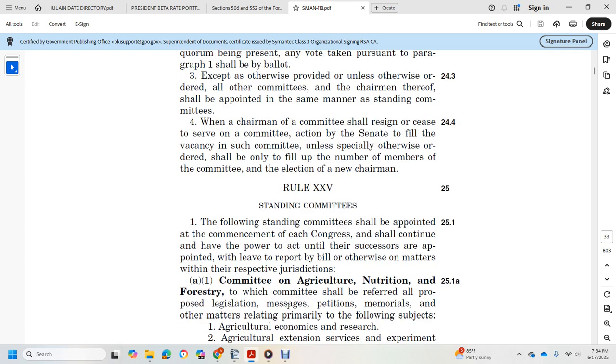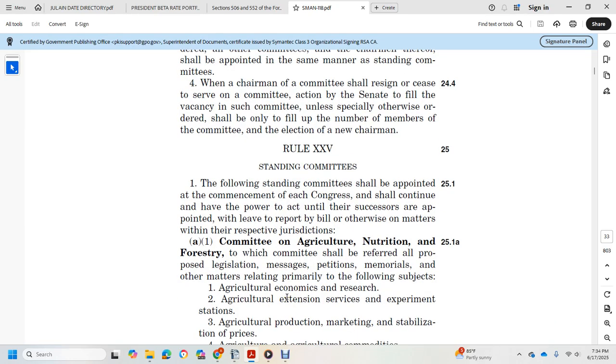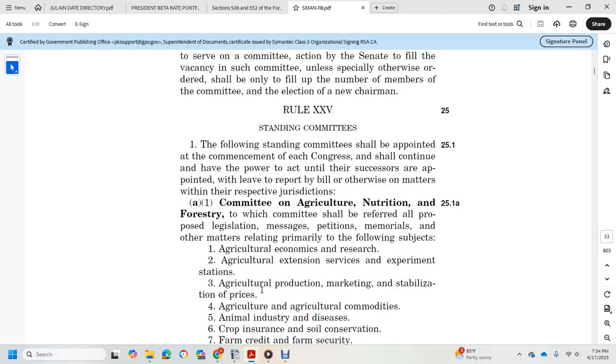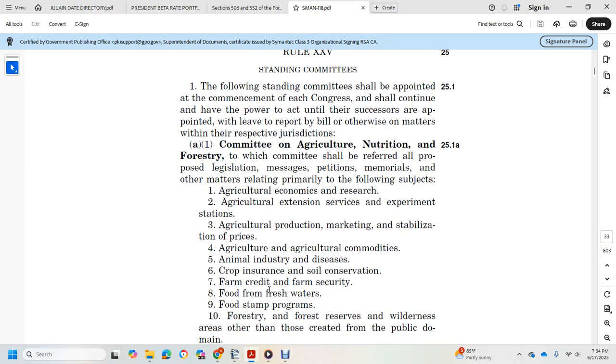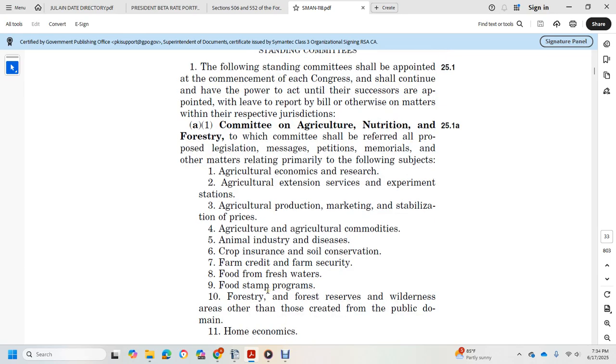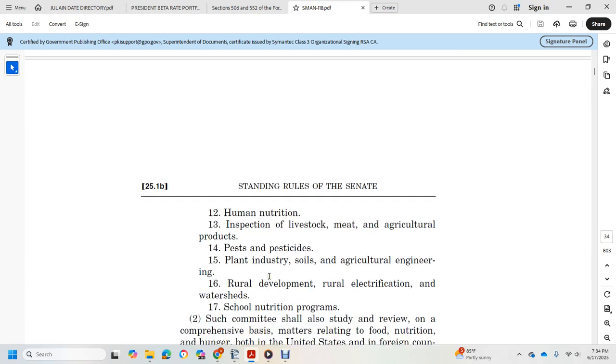To the committee shall be referred all proposed legislation, messages, petitions, memorials, and other matters relating primarily to the following subjects: agricultural economic research, agricultural extension services, experiment stations, agricultural production, marketing and stabilization of prices of agricultural commodities, animal industry and diseases, crop insurance, soil conservation, farm credit, farm security, food from fresh waters, food stamp programs, forestry, forest reserves, wilderness areas, home economics, home nutrition, inspection of livestock, meat, and agricultural products, pesticides, plant industry, soil, agricultural engineering, rural development, rural electrification, watersheds, and school nutrition programs.